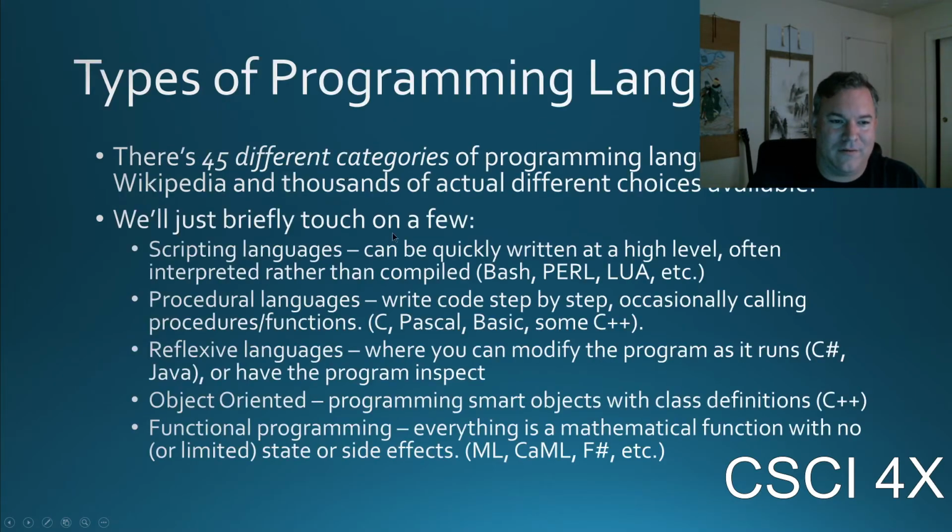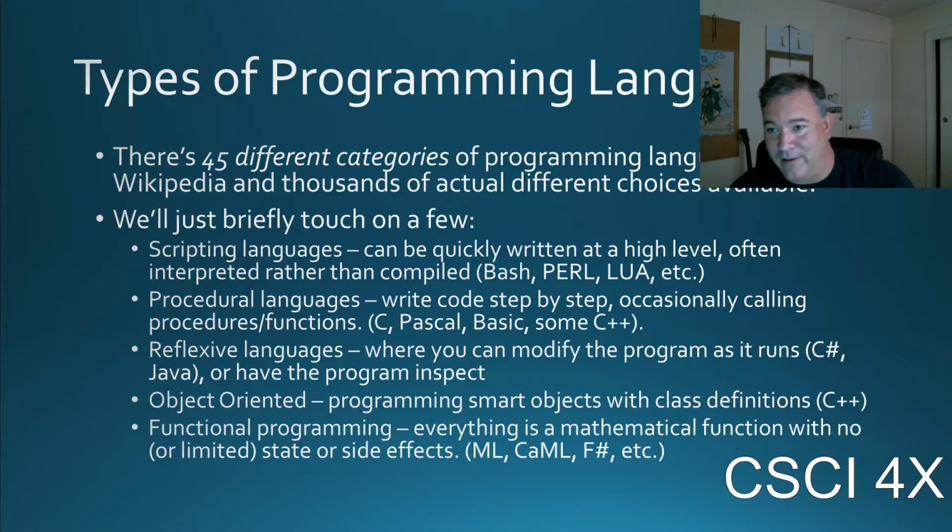All right. So there are 45 different categories of programming languages. Not just 45 programming languages, 45 categories of programming languages on Wikipedia. There are thousands and thousands of different programming languages out there. And broadly speaking, there are a few pretty important categories. First is scripting languages, JavaScript, Unix shell scripting. These things allow you to write really high-level code.